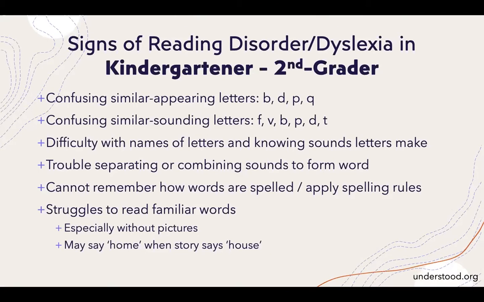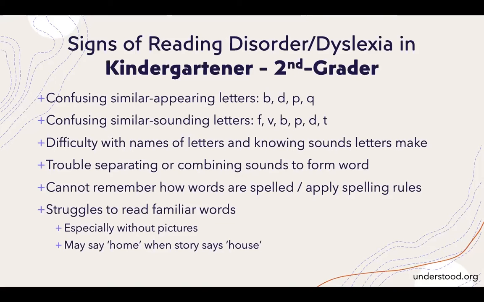So signs of a reading disorder in a little bit older profile here, with a kindergartner to a second grader. So confusing similar appearing letters is something that we see. The examples here, you'll notice B and D are very similar. P and Q are very similar. Confusing similar sounding letters as well. So F, V, B, P, D, and T have some similar sounds. Some students have difficulty with names of letters and knowing the sounds that letters make. So that's something that can be an issue and maybe a sign of a learning disorder.